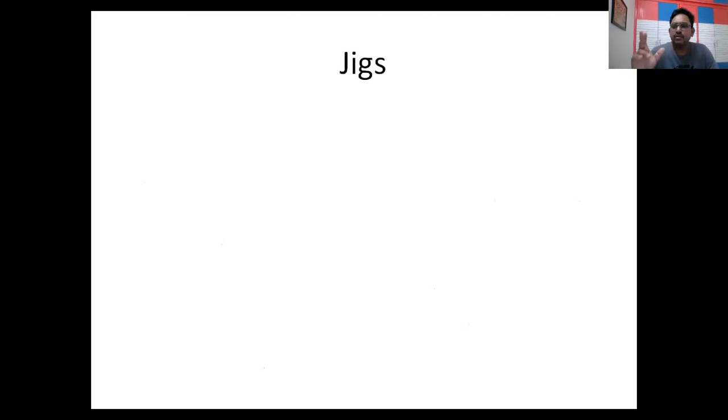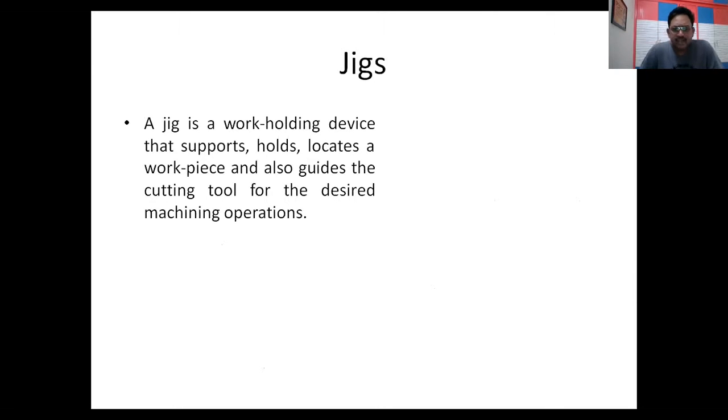Now, there are two terms, jigs and fixtures. Both are not the same. A jig is different and a fixture is different. So now let us understand what exactly a jig is and what exactly a fixture is. So now jigs. A jig is a work holding device that supports, holds, locates a workpiece, and also guides the cutting tool for the desired machining operation.